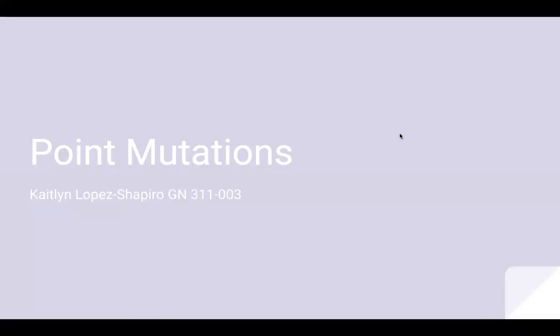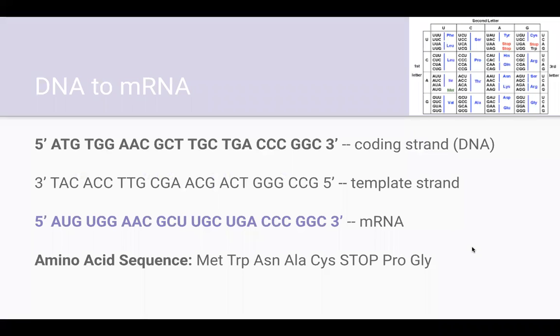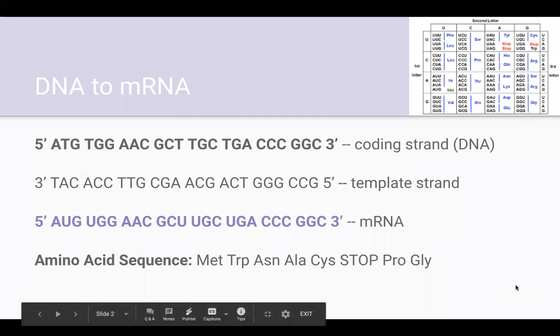Today I will be explaining the different point mutations that occur on a single strand of DNA. Here you can see that we took our non-mutated DNA strand and transcribed it into our mRNA coding strand. We then used the trinucleotide bases on the mRNA strand in a codon chart to read which amino acids they code for. In this scenario, they code for methionine, tryptophan, asparagine, alanine, cytosine, stop, proline, and glycine.